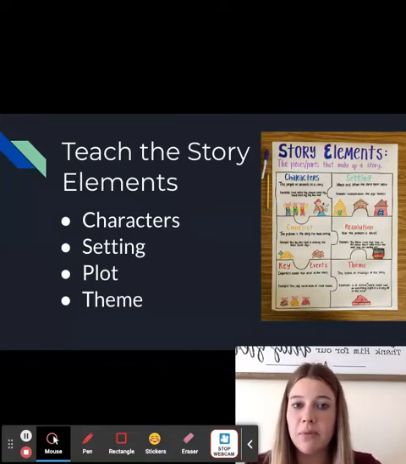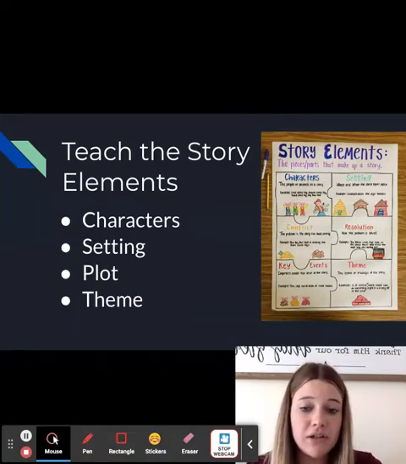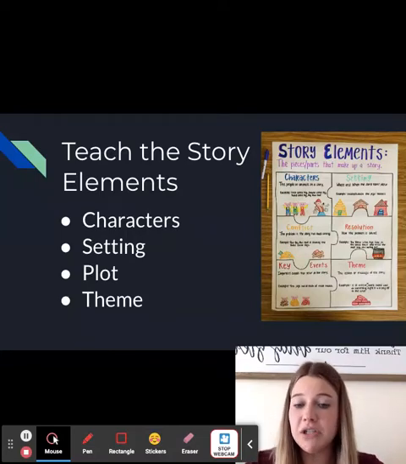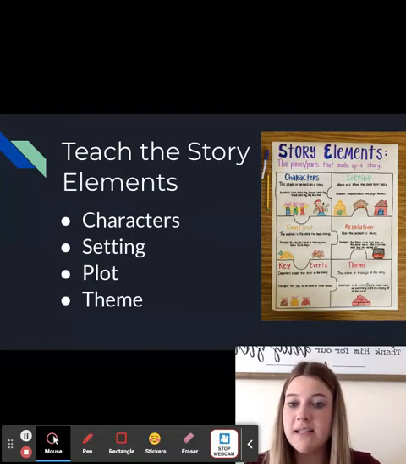And it also helps them bring the story to life. So a lot of students don't really like to read simply because they feel like it's boring. If we teach them these story elements and they feel like the story's coming to life, it often sparks their interest and it makes them more engaged in the story as well, which increases their comprehension.